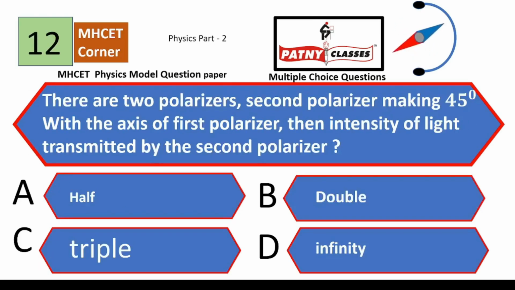Question number 12. There are two polarizers. Second polarizer making 45 degrees with the axis of the first polarizer. Then intensity of light transmitted by the second polarizer. Option A, half. Option B, double. Option C, triple. Option D, infinity.